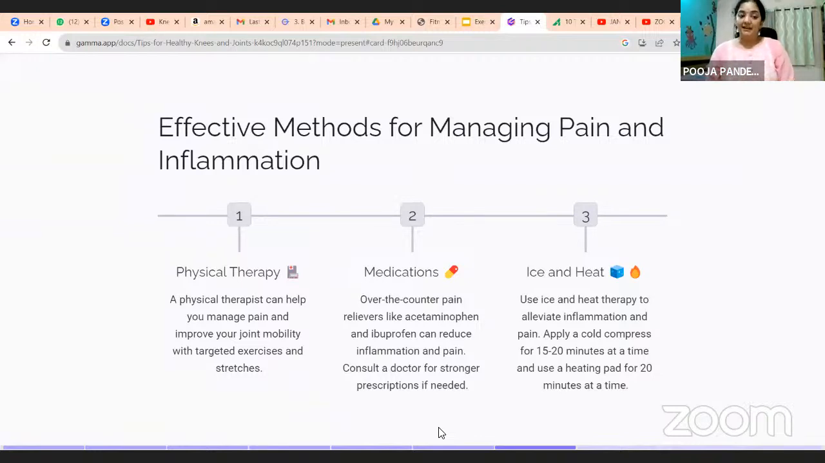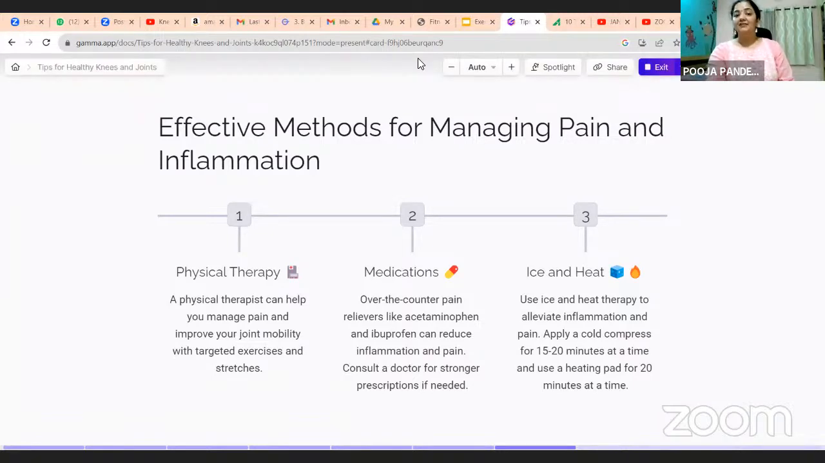Effective methods of managing pain and inflammation: physical therapy, physiotherapy. Of course, not because I am a physiotherapist, but because it is side effect free. You will not get side effects with physical therapy or physiotherapy. The maximum is it will take some time to reduce your pain, but apart from that, everything else will be sorted out. But if you are eating painkillers on a regular basis, that is absolutely no.